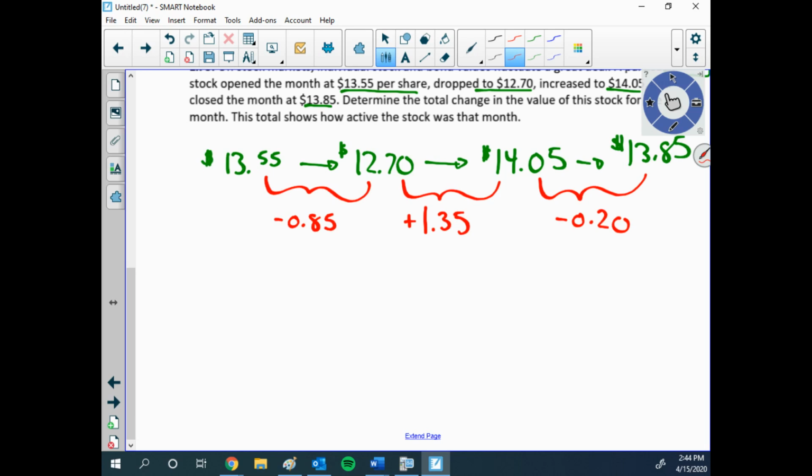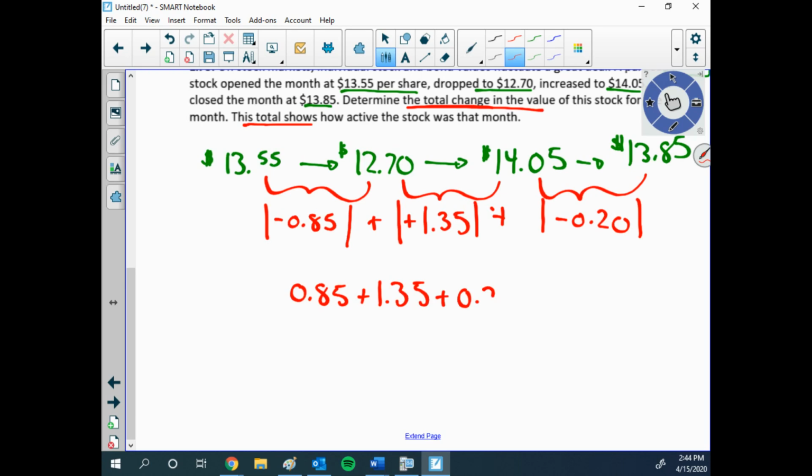Now, they're looking for the total change. The total change means I have to take the absolute values of these numbers and add them together. I'm not worried about the difference over the course of the month. I'm worried about how much it changed in total. So I'm just taking 0.85 plus 1.35 plus 0.2 and adding them together to get 2.40, because I've taken the absolute values of those negative numbers just to add it all up to produce my total change.